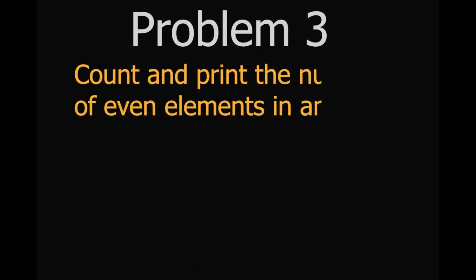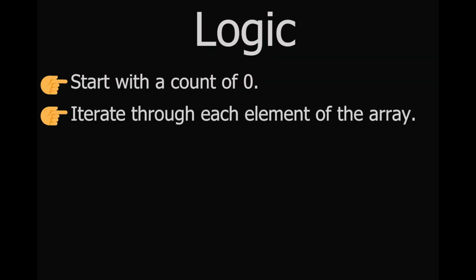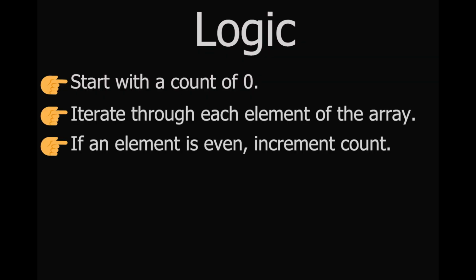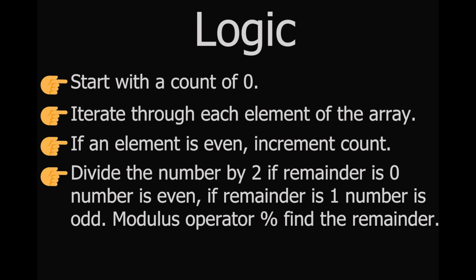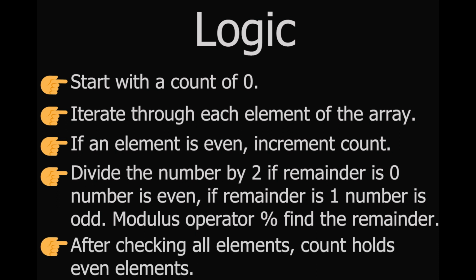Problem 3. Count and print the number of even elements in an array. Pause the video. Start with a count of 0. Iterate through each element of the array. If an element is even, increment the count. How can we find even number? We divide the number by 2. If the remainder of that number is 0, it is an even number. And if the remainder is 1, the number is odd. Modulus operator helps us to find the remainder of the number in the code. After checking all elements, the count will be the number of even elements.